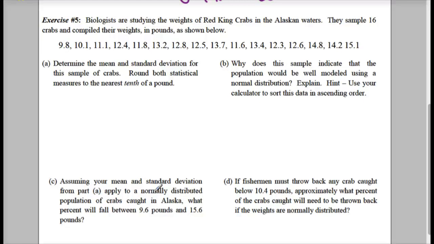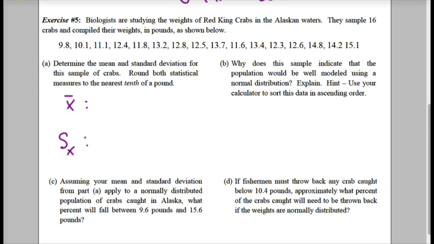Biologists are studying the weight of red king crabs in Alaska waters. They sample 16 crabs and compile their weights in pounds as shown below. Determine the mean and standard deviation of the sample. Round your statistical measure to the nearest tenth. So again, this is done, the mean and the standard deviation, and I'm using the sample.